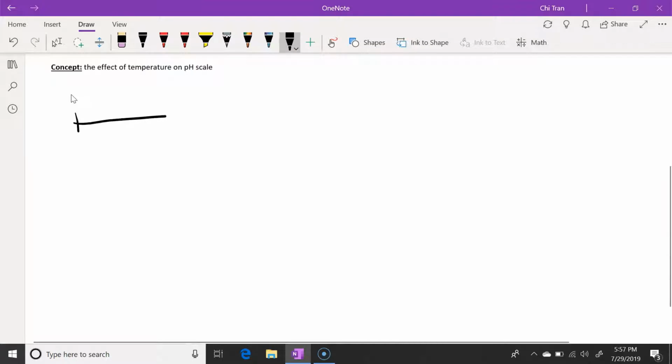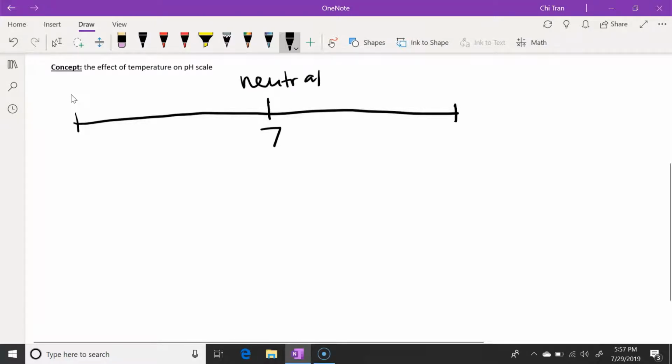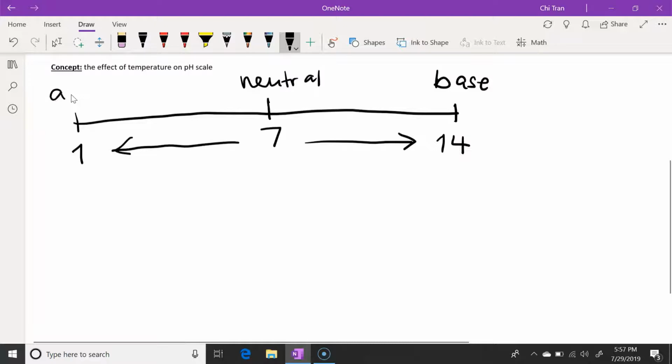So let's look at a pH scale. So we know that the pH of 7 is where it is neutral. And if we were to increase this pH up to 14, it gets more basic. And if we were to decrease pH down to 1, it becomes very acidic. But this only applies when the temperature is at room temperature, which is 25 degrees Celsius.